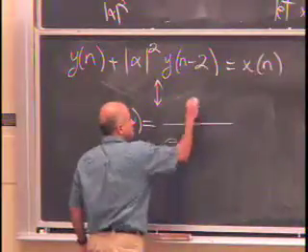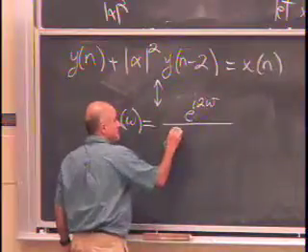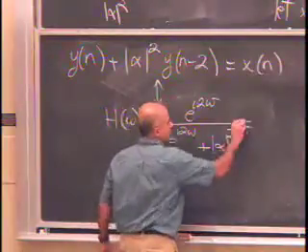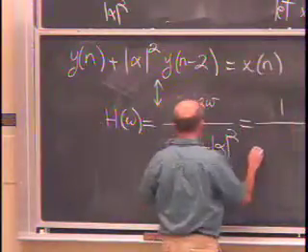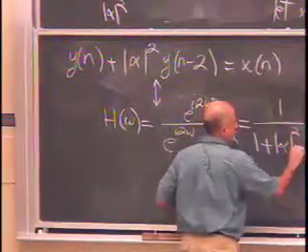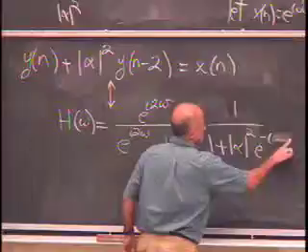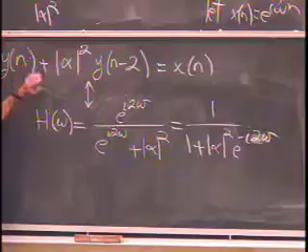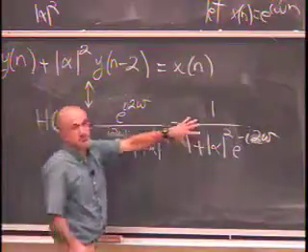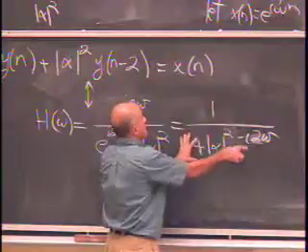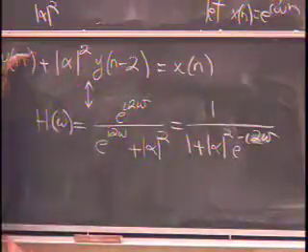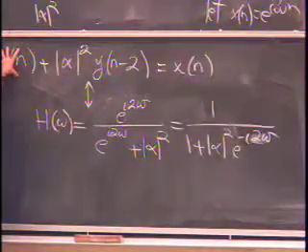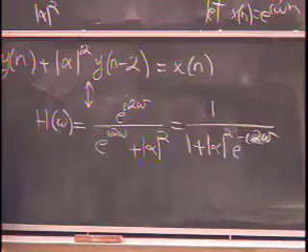Gives e to the 2 omega e to the I 2 omega plus alpha squared, which I can write as 1 over 1 plus alpha squared e to the minus I 2 omega. These two correspond to each other. I did some gymnastics in going from here to here. You can verify the answer by plugging in x of n equals the complex exponential, y of n equals h times that complex exponential, and verify that this is the answer.